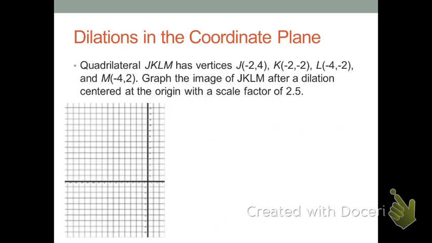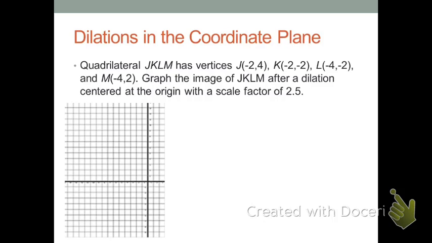Okay, so let's look at an example. So we have quadrilateral JKLM with vertices J at -2, 4, K at -2, -2, L at -4, -2, and M at -4, 2. We're going to graph the image of JKLM after a dilation centered at the origin with a scale factor of 2.5. So first, let's go ahead and graph our preimage.